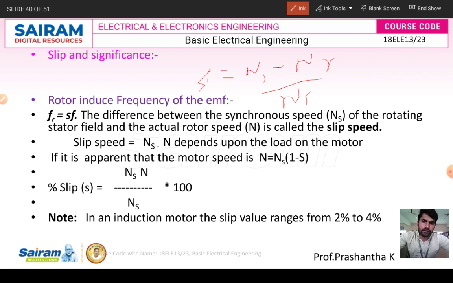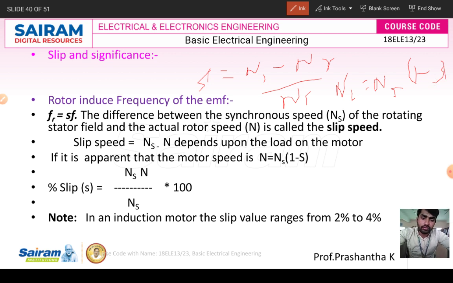Slip, in the sense that suppose the rotor starts rotating, is the difference between the stator magnetic field and the rotor magnetic field, that is Ns minus Nr, relative to the synchronous speed. So it is like a layer-like structure. And its significance: if Ns is equal to Nr, or Nr is equal to 0, then Nr is equal to Ns into 1 minus s, right?